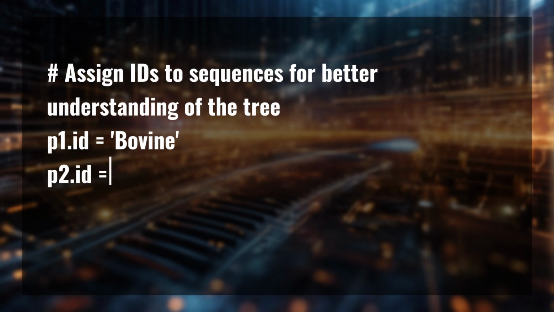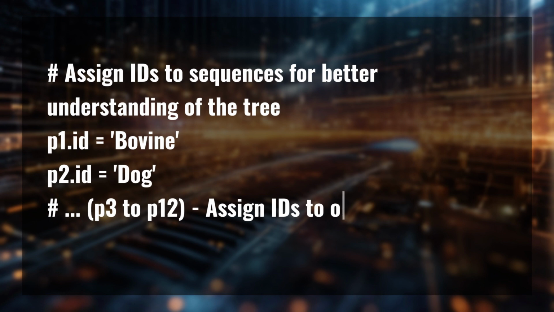After this, we have code which assigns IDs to sequences for better understanding of the tree. These IDs are: P1.id is equal to bovine, P2.id is equal to dog. So the first ID is assigned to bovine, the second ID is assigned to dog. Similarly, for P3 to P12, we are assigning IDs to other sequences. This script assigns human-readable identifiers, that is IDs, to each sequence. These IDs will be used to label the branches of the phylogenetic tree for better interpretation.